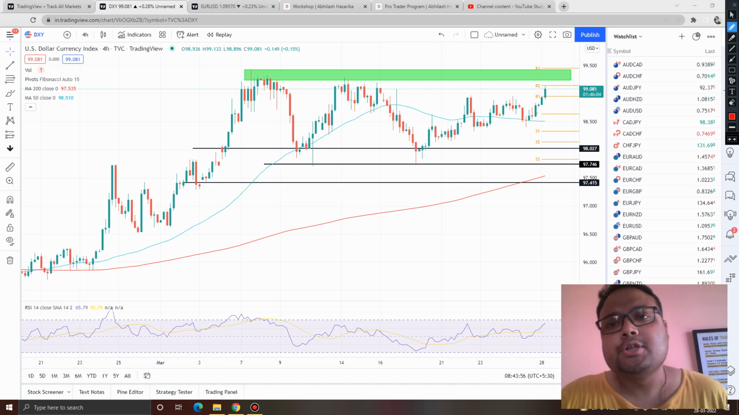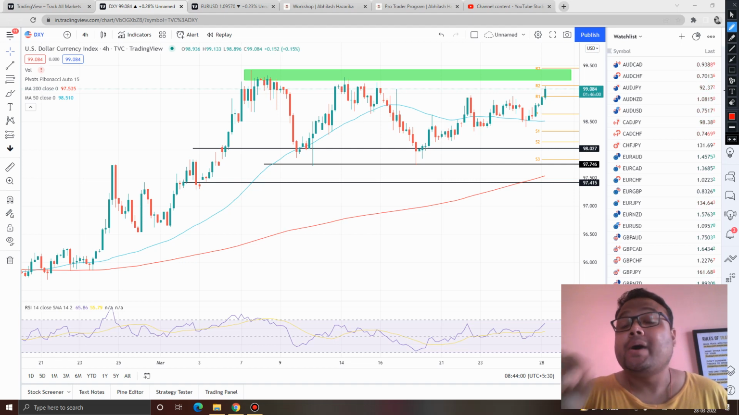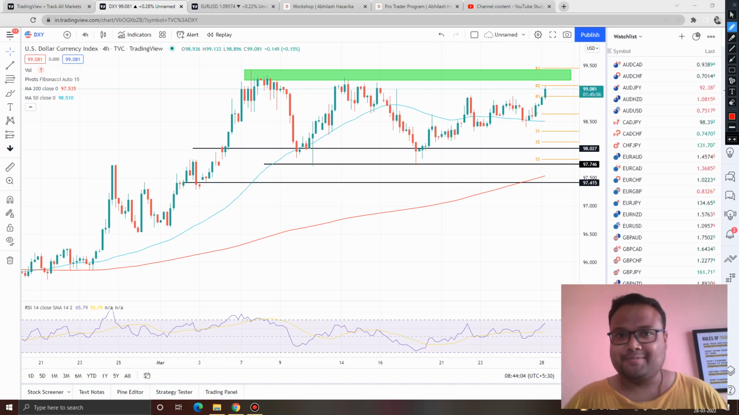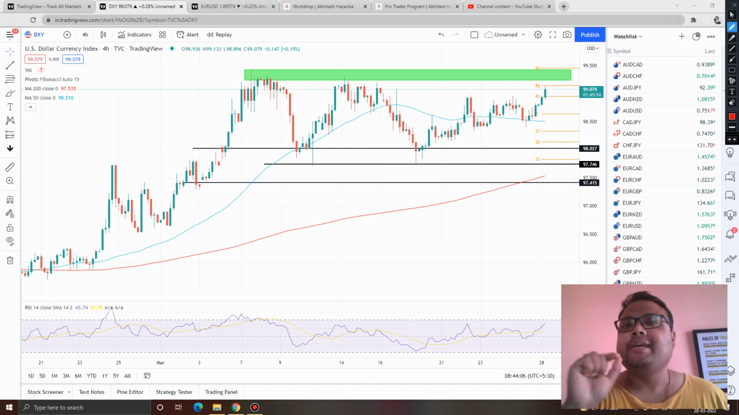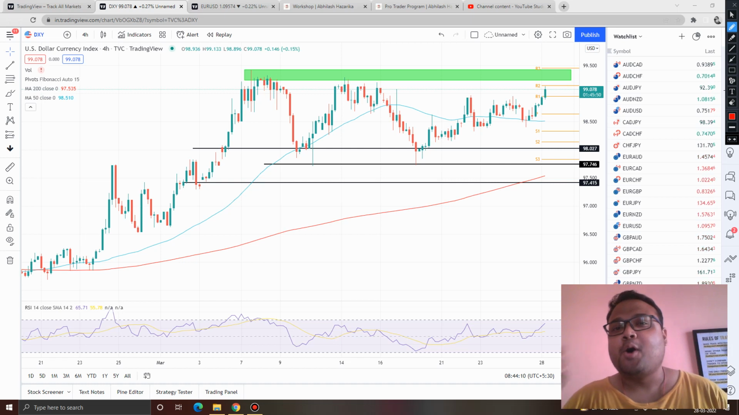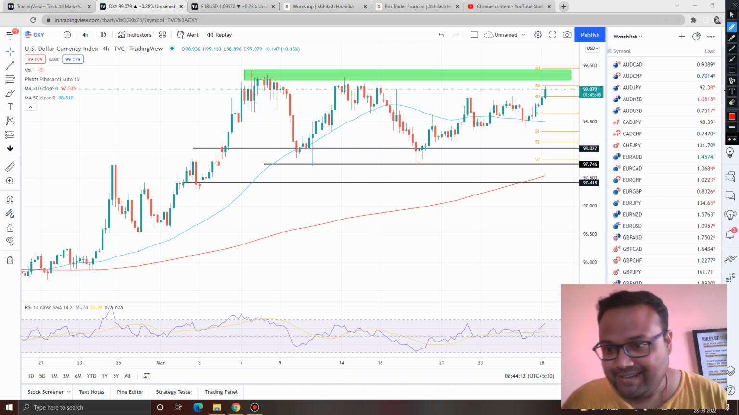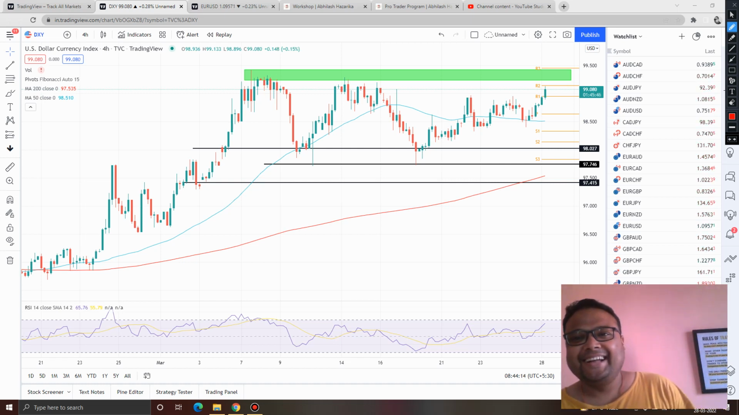Right now DXY is bullish and will remain bullish, but do not forget that DXY is also approaching the resistance zone. That's what I'm saying. So keep your eyes on DXY. Today DXY is again back in action, and it's important to keep your eyes on DXY for the day.